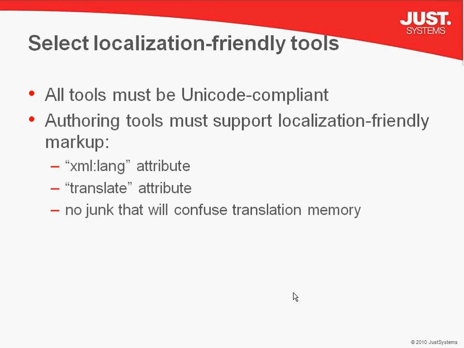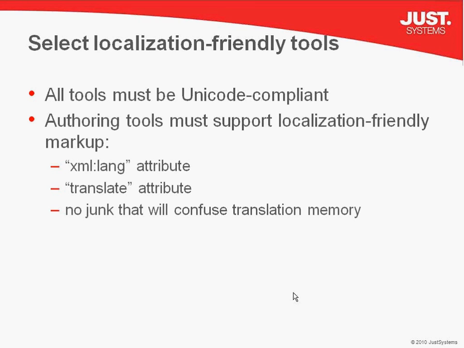So I'm just going to say a few things about tools. One important thing, if you're working with any language except the really trivial ones that use exactly the same characters as English with no accents, and that's very few languages, you need to make sure that your tools are Unicode compliant. Okay, if you're working with tools that aren't Unicode compliant, what ends up happening is you get these square boxes instead of letters, or square boxes instead of Asian characters. And make sure that your authoring tools support localization-friendly markup.